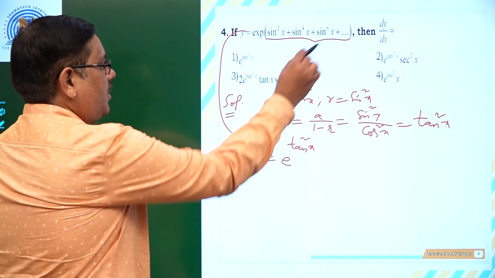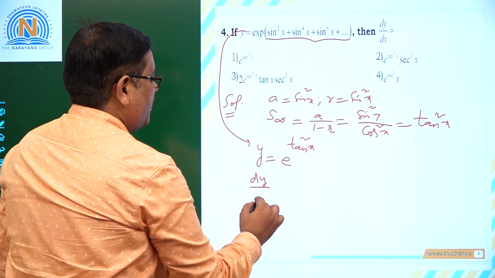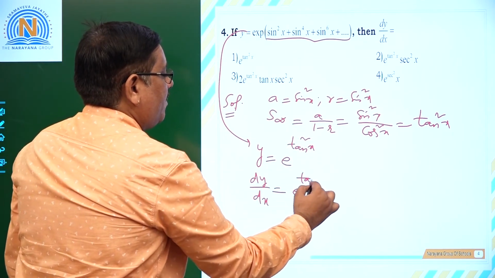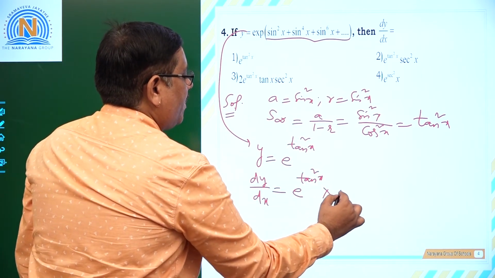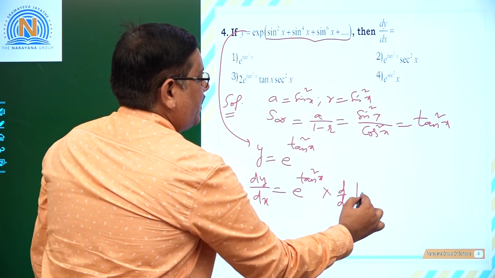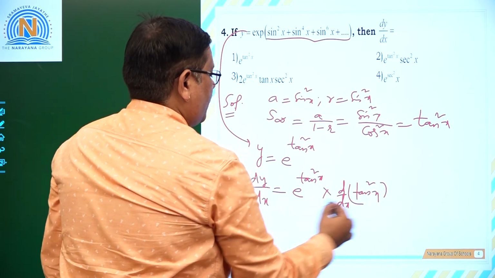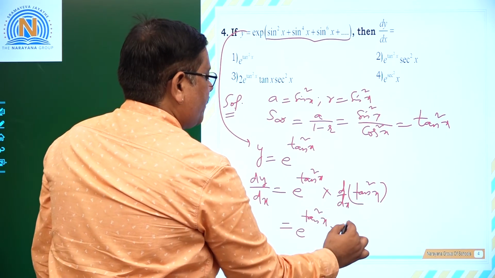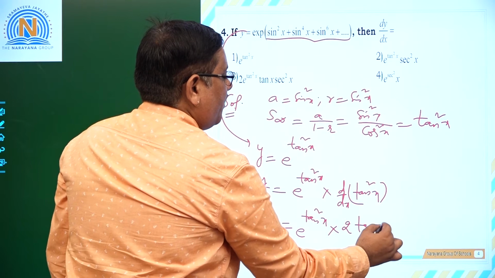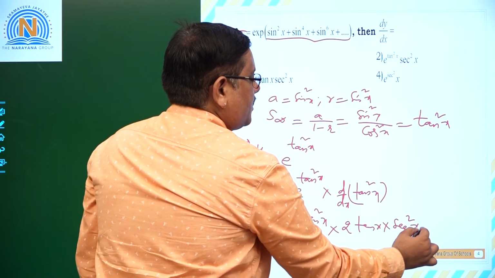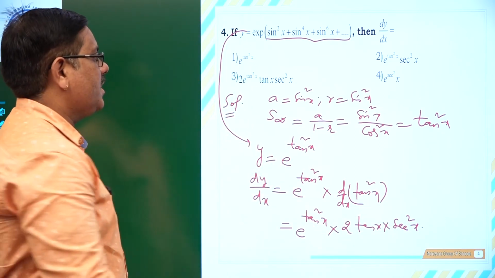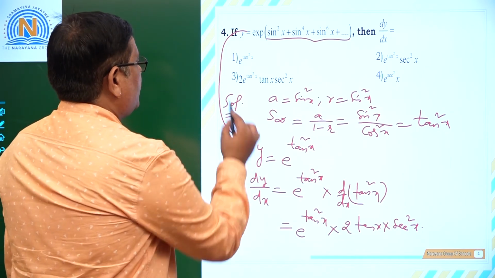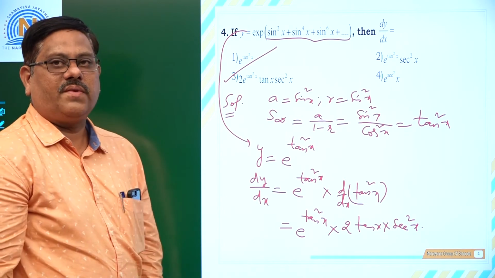Now we have to differentiate with respect to x on both the sides. dy by dx is derivative of e power x, which is e power x itself, into derivative of tan square x, means d by dx of tan square x. Chain rule. That is e power tan square x into derivative of tan square x, means 2 tan x into derivative of tan x, which is secant square x. Chain rule again. 2 tan x into secant square x. So e power tan square x into secant square x into tan x into 2, nothing but the third option for this.